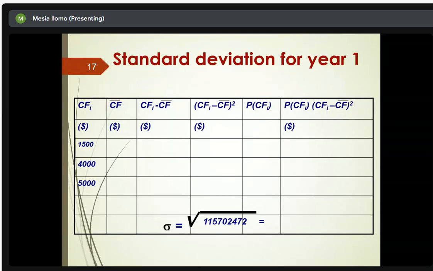Okay, so now you know what to do. We do that for year 1, year 2, and year 3. Once you have computed the last item, the probability times the square of the deviation, you add them, and that is what we call the variance. So simply compute the aggregate value, the variance. Just take the sum for year 1, year 2, and year 3.